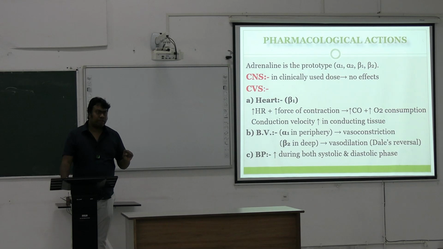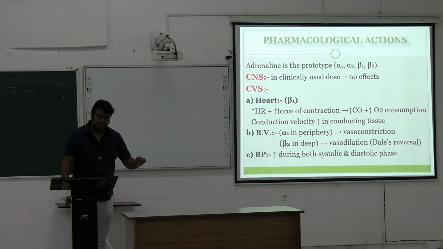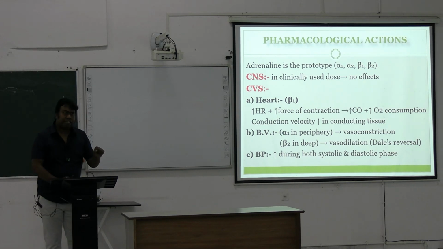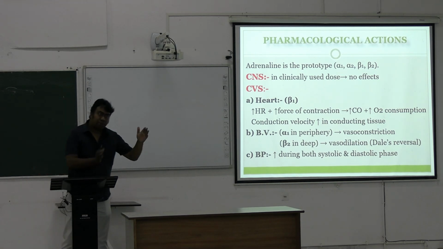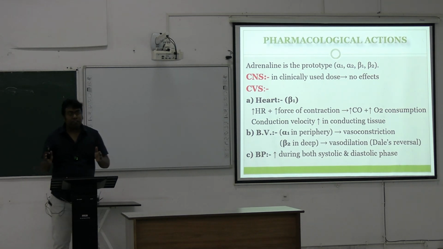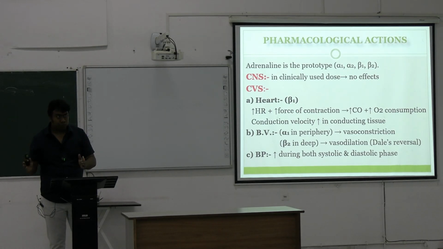What will happen? So if we pre-treat with an alpha 1 blocker first, and then if we give adrenaline, there will be fall of BP. Why? Because alpha 1 is blocked, the exposed receptor is beta 2. So if there is a stimulation of beta 2, there is a fall of BP due to vasodilatation.